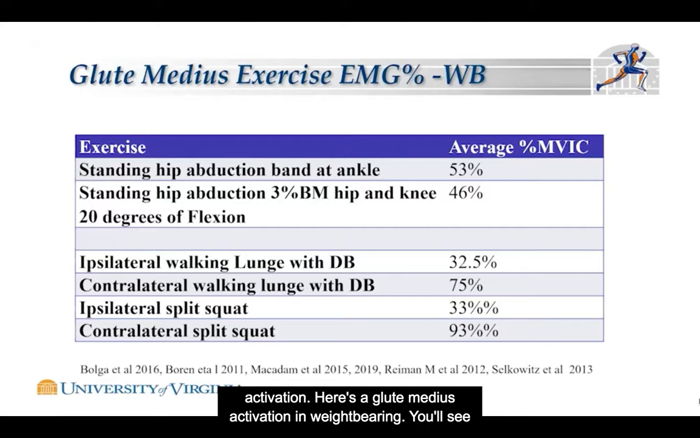Here's glute medius activation in weight bearing. You'll see here that the contralateral split squat was the highest, and the contralateral walking lunge was highest with that as well. So these are the 2 exercises that you can look at for glute medius activity. Again, these weight bearing exercises are what cause them to function or fire the glute med.